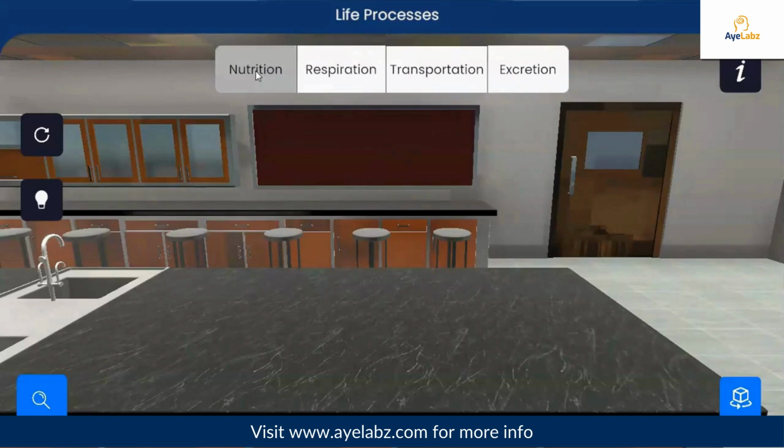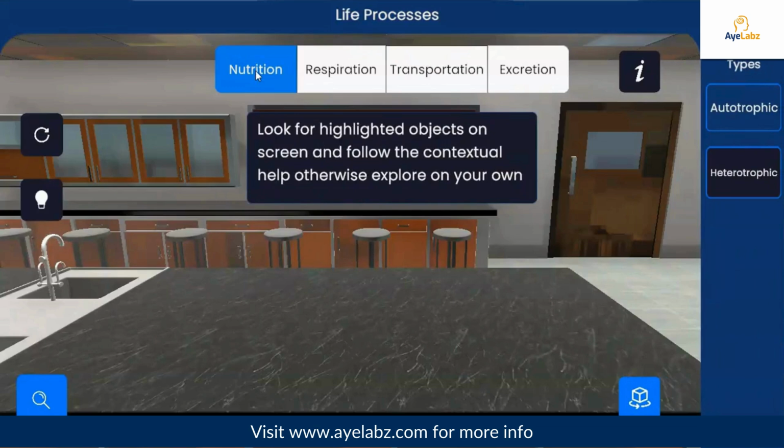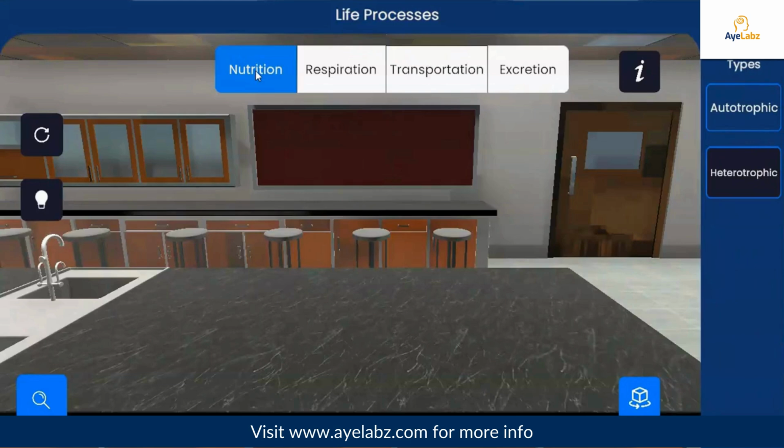Click on nutrition to know more about it. The process of acquiring food that is needed for nourishment and sustenance of the organisms is called nutrition. You can see two main modes of nutrition on the right side of your screen.